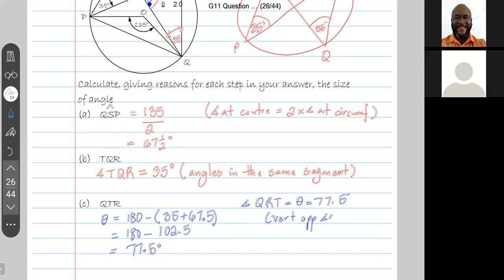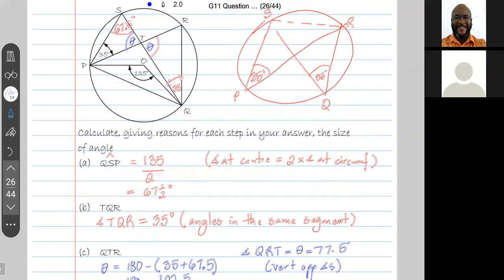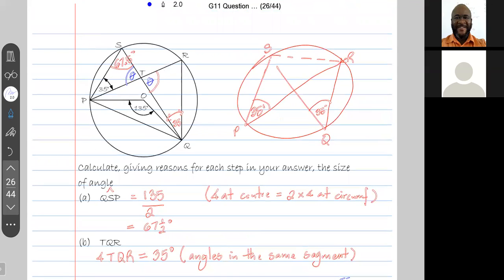So this is what I did. What I want is the one to the right, but I know that the one to the left and the one to the right are equal, they're vertically opposite angles. So what I did is I used the fact that the angles in a triangle add up to 180 degrees to find theta. And then I said that theta is equal to the angle which I want, which is QTR, because they're vertically opposite angles.